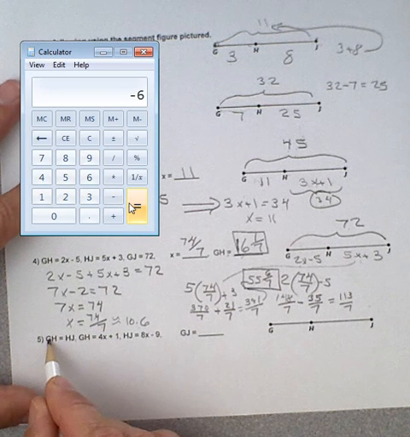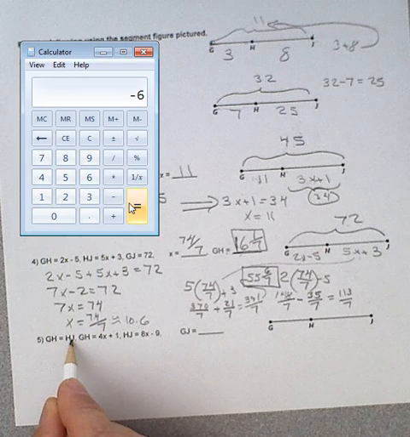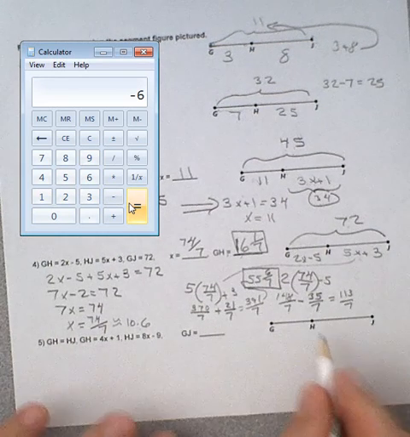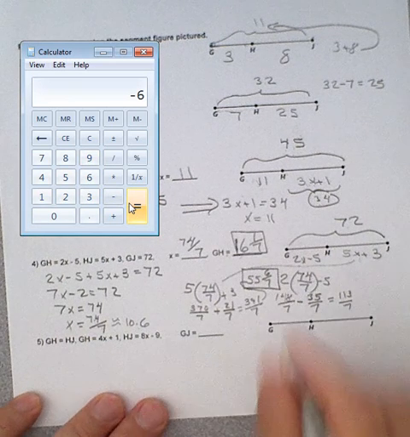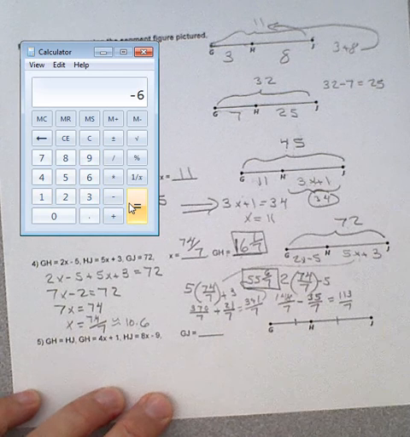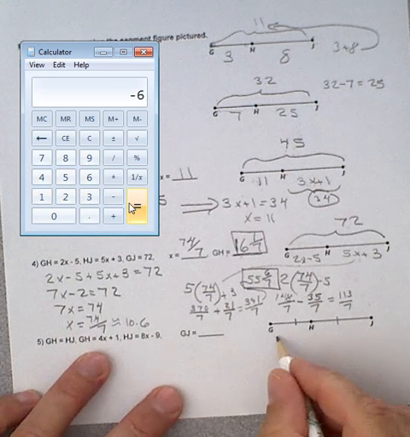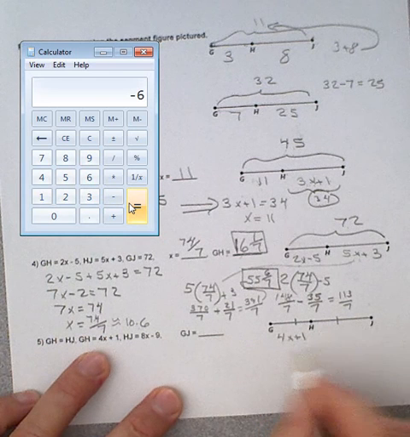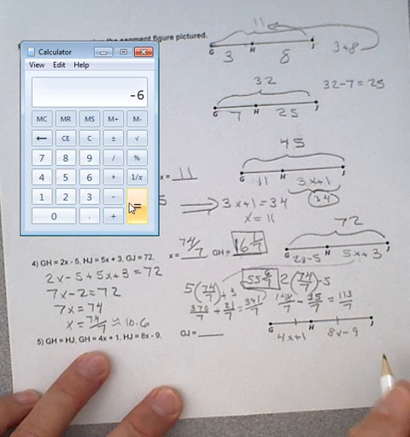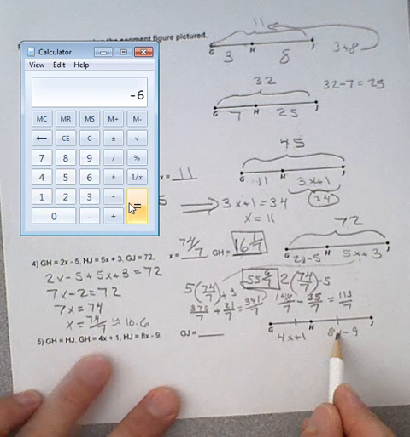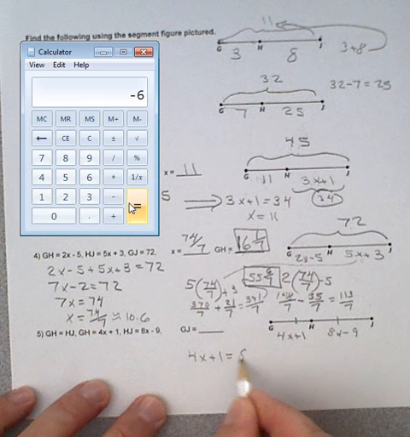GH in number 5 equals HJ. That means H must be the midpoint, and it sure doesn't look like it. But remember, our drawings are not to scale. I can put tick marks on here which indicate that they are equal to each other, though. GH is 4x plus 1. HJ is 8x minus 9. And the thing is, they are the same size, so they must equal each other. So 4x plus 1 equals 8x minus 9.